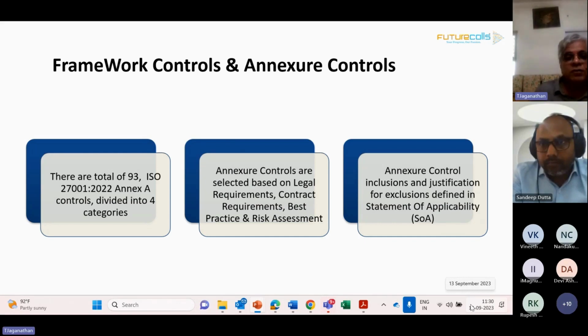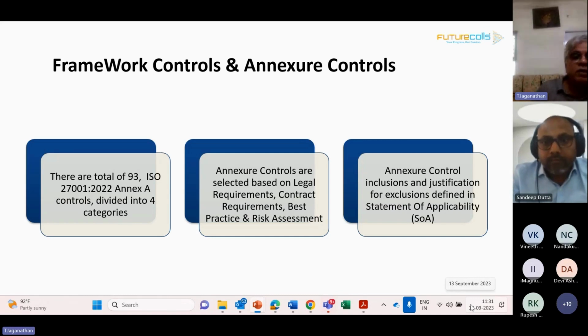Annexure controls are selected based on, meaning there is a little choice. Framework control is not even a control. It is no choice. It is a methodology. You have to do the methodology. You can't skip it. Whereas for annexure control, there is a choice. You can choose certain annexure controls as not applicable, but it's not like a yes or no tick: oh, I want to do it, I don't want to do it.